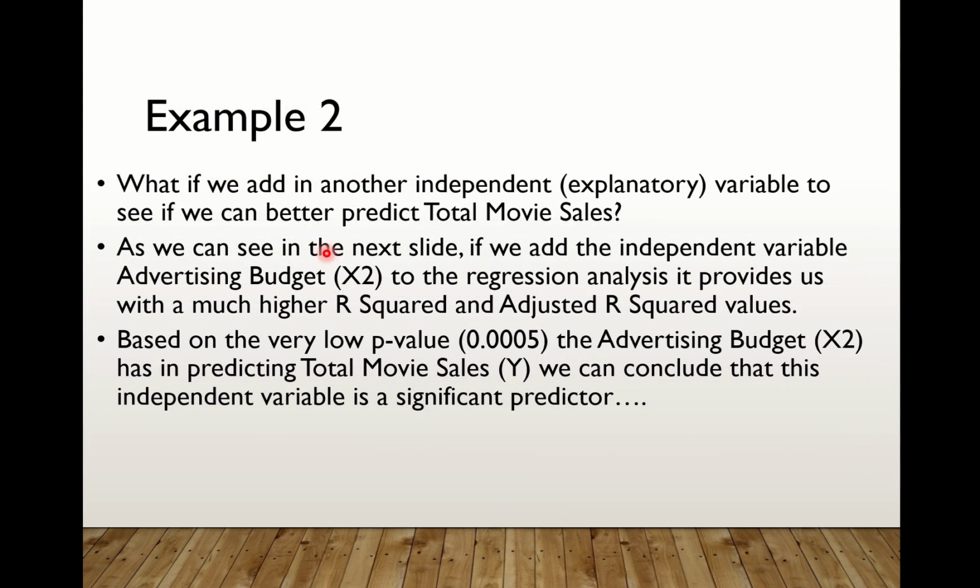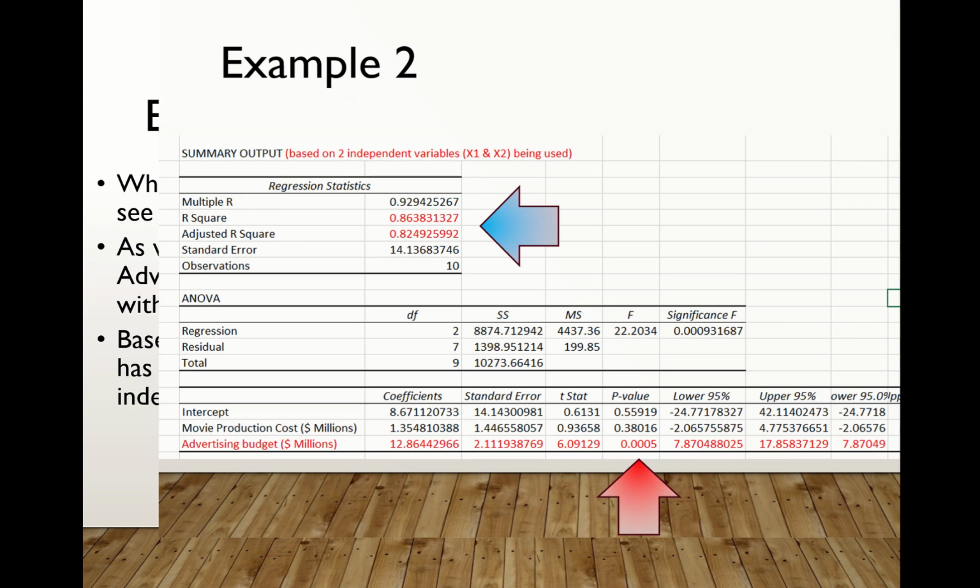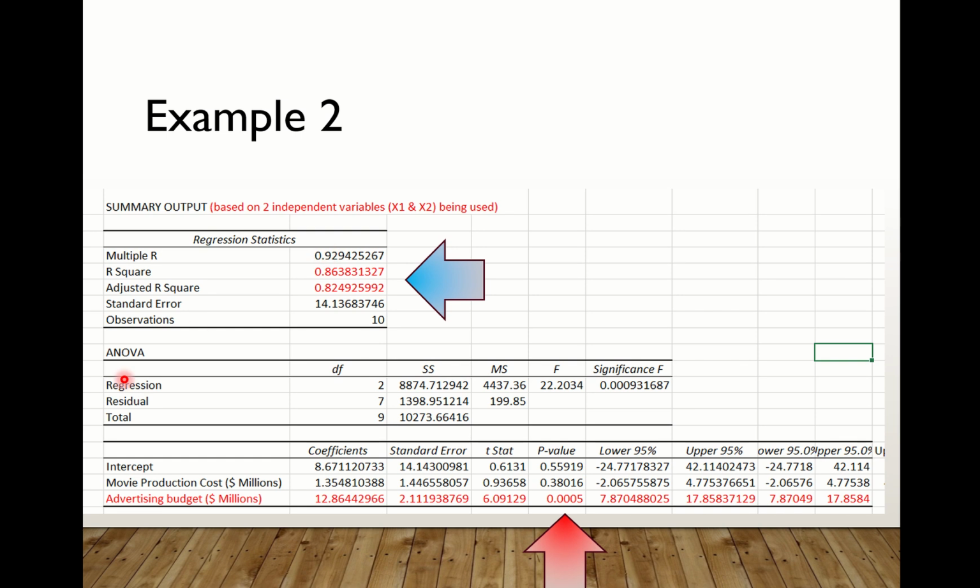So let's add in another variable. This time we're going to put in also the advertising budget variable X2. Now when we add in the advertising budget, we see that we increase our R squared considerably, going from 0.14 up to 0.86. There we have our adjusted R squared, which comes into play when we start to put more than one independent variable into our regression model. So we have an adjusted R squared of 0.825.